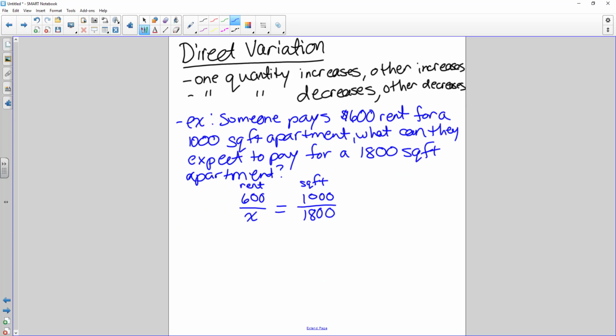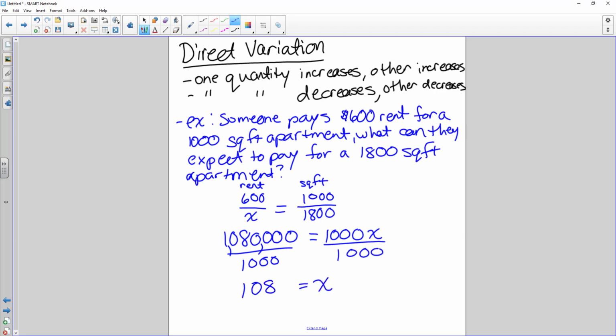So when I cross multiply, I'll do 600 times 1,800 is 1,080,000, 4 zeros, equals 1,000x. So when I divide by 1,000, I'll get 1080. So I can expect to pay about $1,080.